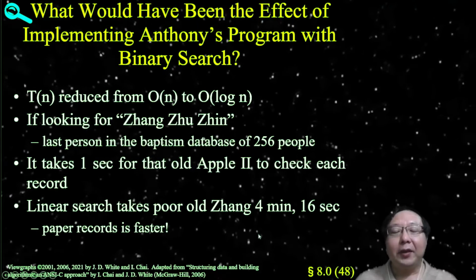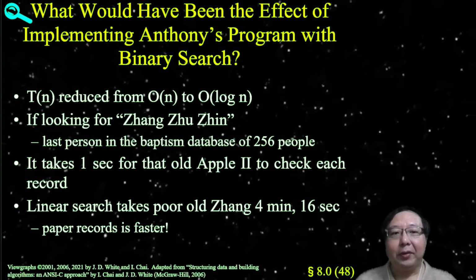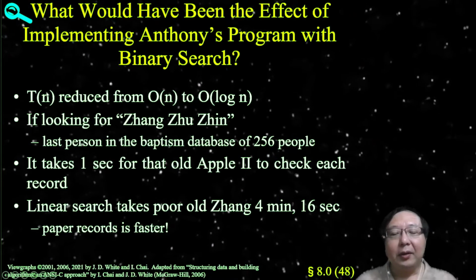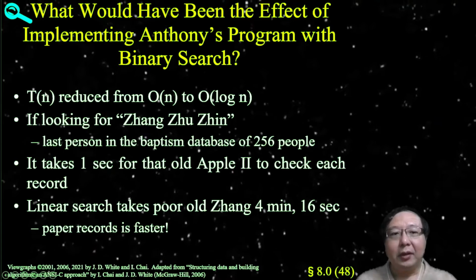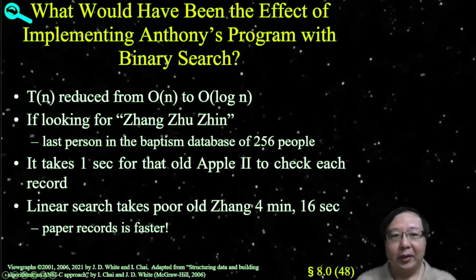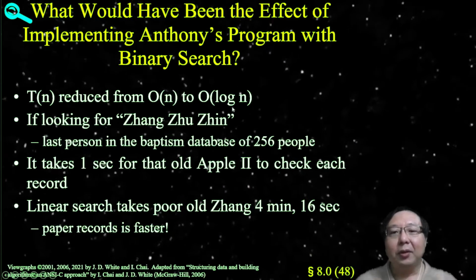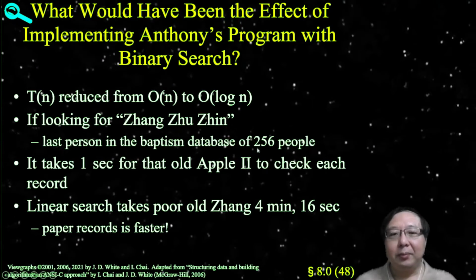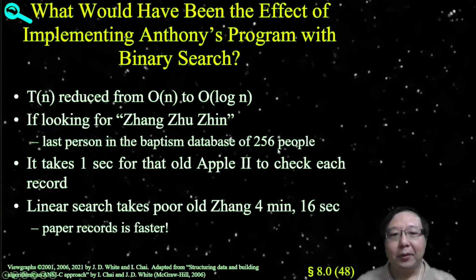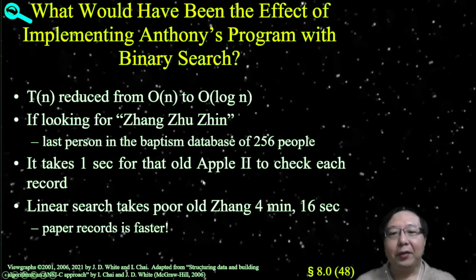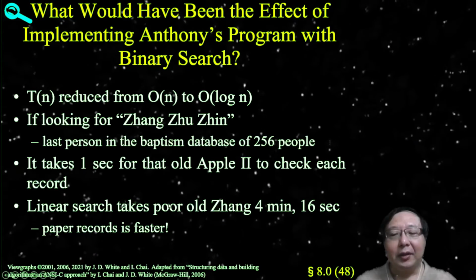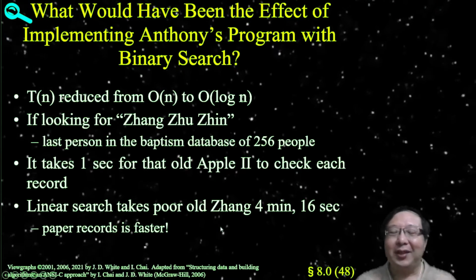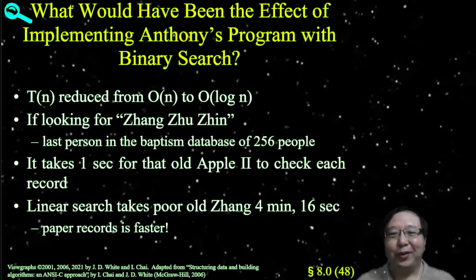Okay, what would have been the effect of implementing Anthony's program with binary search? So instead of it going from the number of people in the database, it goes to log base 2 of it. For example, if you're looking for Zhang Zhujin in a database of 256 people, and let's say it takes 1 second for that old Apple II to check each record, linear search would take 4 minutes and 16 seconds for Zhang Zhujin. So of course, it'd be faster just to look through the books if you're going to do that.